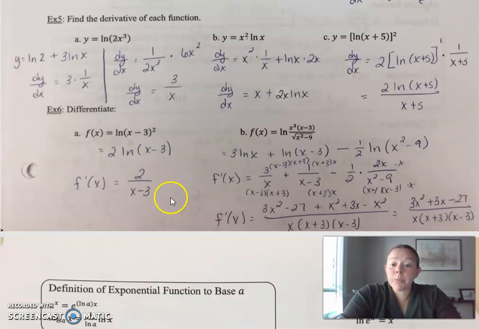Now this one, since we were able to move 2 in front, it becomes, this is just a scalar now, so it just stays out in front. Natural log, that derivative sends this to the denominator. And the derivative of the inside is just 1.